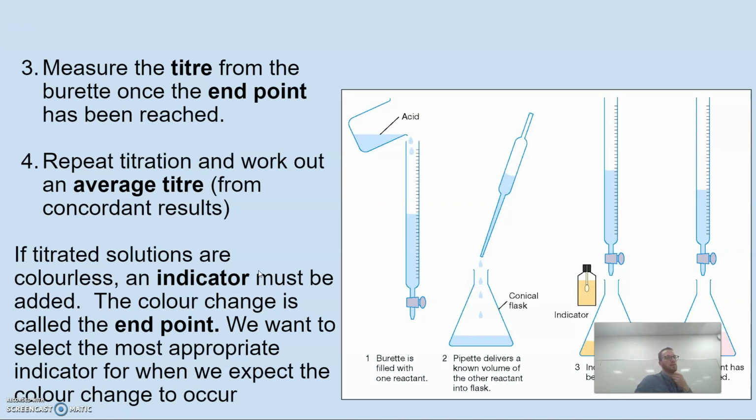Measure the titre from the burette once the endpoint has been reached. And we're looking for that point in time where it has just changed colour. If the colour change is too intense, it's called an overshoot, meaning that we've gone long past the endpoint. Repeat the titration, and work out the average titre from the concordant results. An indicator must be added. The colour change is called the endpoint. We want to select the most appropriate indicator.